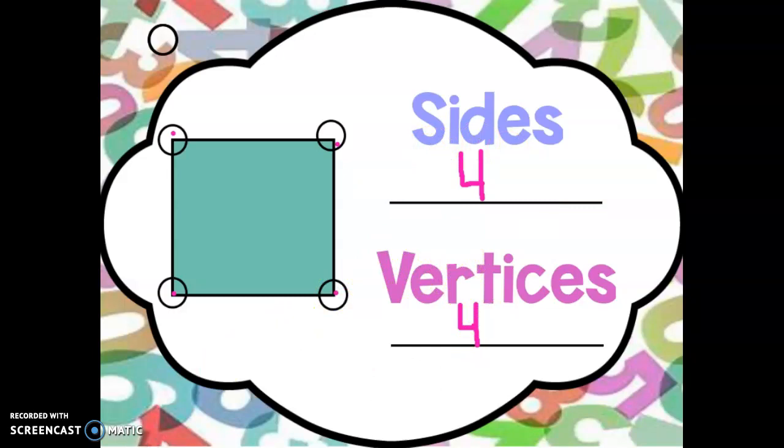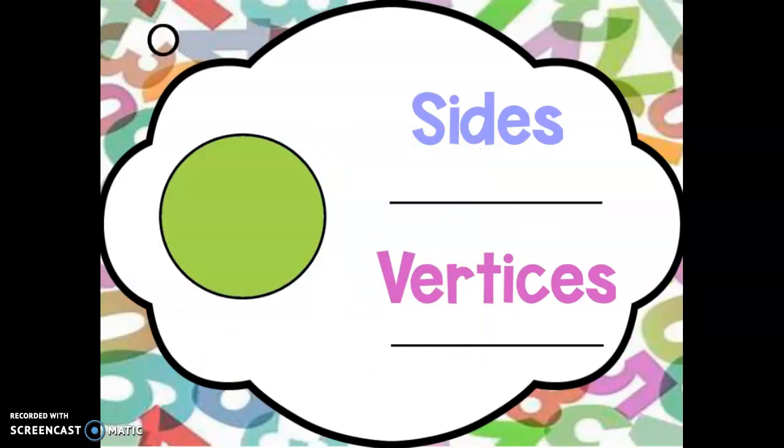Let's do the same with another shape. This is a circle. Now, a circle is very special because a circle just goes round and round and round. The circle does not have sides. Do you guys see a straight line? No. The circle is just one curved line that goes around and around and around. There's no straight lines. So a circle has 0 sides.